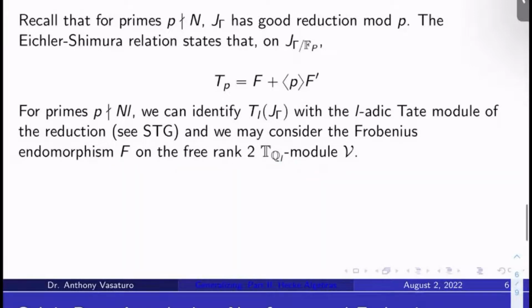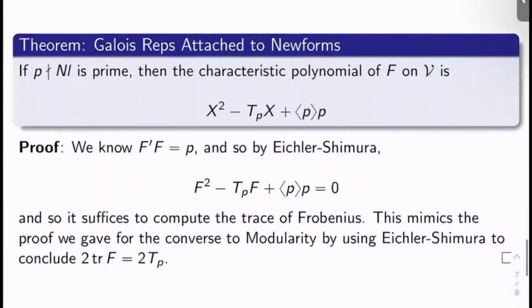Okay, so theorem, and this is sort of even a slightly more general result than we need to bring back and wrap up and add more detail to our discussion about Galois representations attached to newforms. If p doesn't divide N l and is prime, then the characteristic polynomial of Frobenius F on V is just x squared minus T_p x plus diamond of p times p. Okay, so this is a more general statement than the one that I gave you way back in the day when we were going through the summary of the proof of Fermat's Last Theorem.